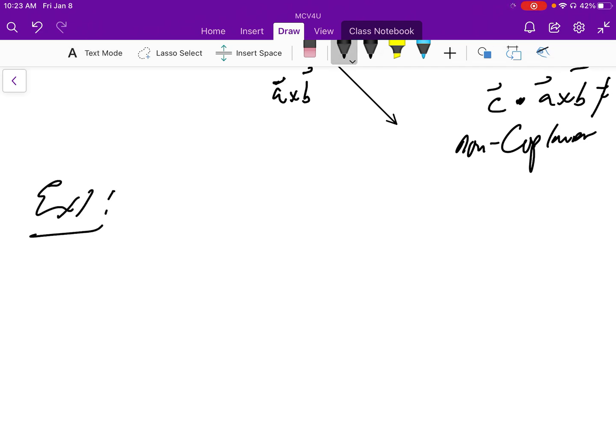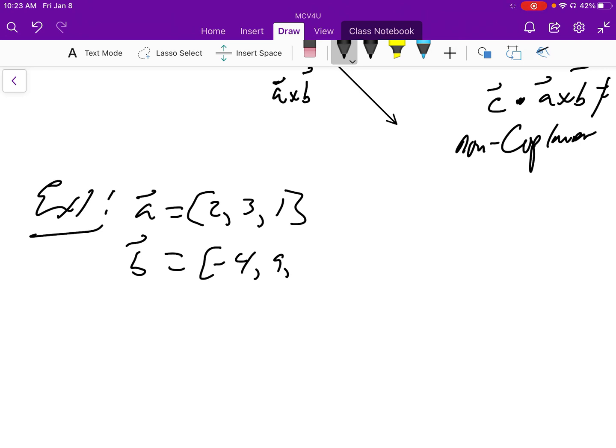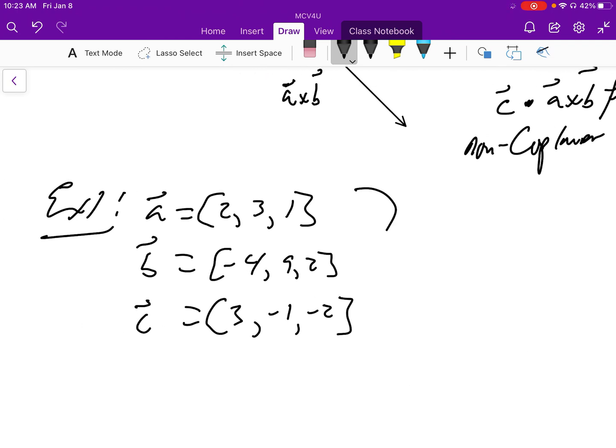So example 1, we're just going to set up any 3 vectors. A is 2, 3, 1. B is -4, 9, 2. And C we'll say is the vector 3, -1, -2. So using the scalar triple, we're going to see, are these coplanar? To show it again, we use the scalar triple.